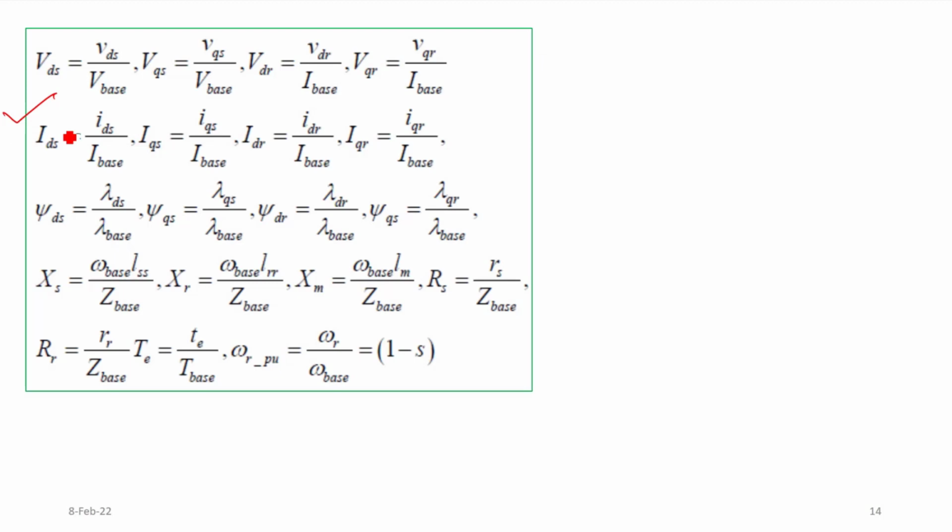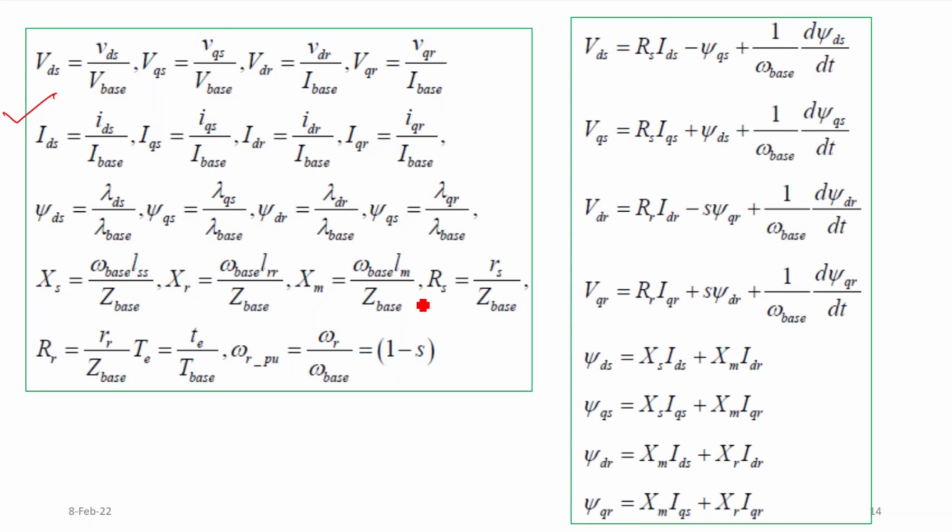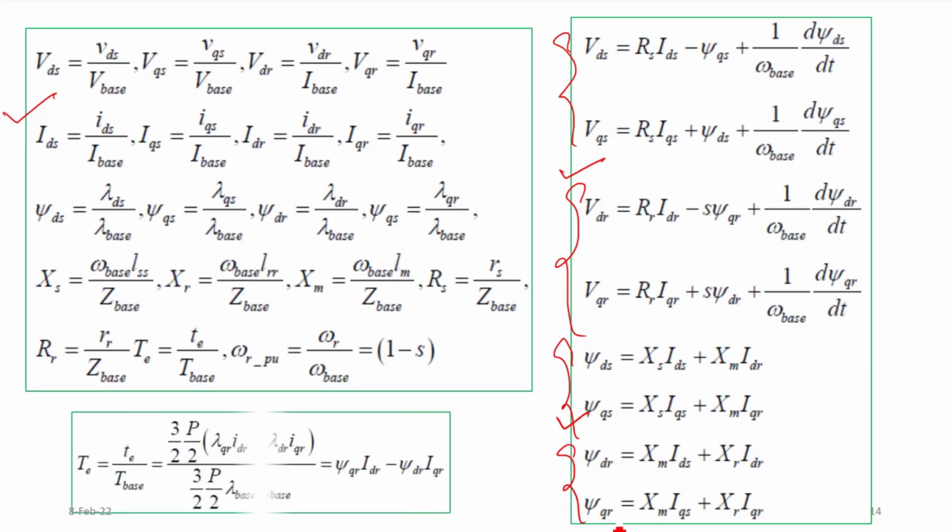After converting to the per unit system, I will find the different parameters: voltage, current, flux linkage, and the inductance values, right? Reactance values, right? Then finally, substituting this and converting into the per unit system, I can write the voltage equation of the stator and the flux linkage equation of the stator, stator and rotor both. This is the stator voltage equation, rotor voltage equation, stator flux linkage equation, and rotor flux linkage equation. And this is your torque equation, right?